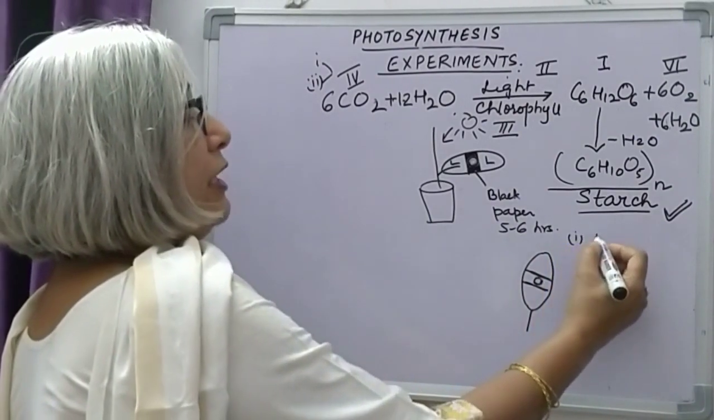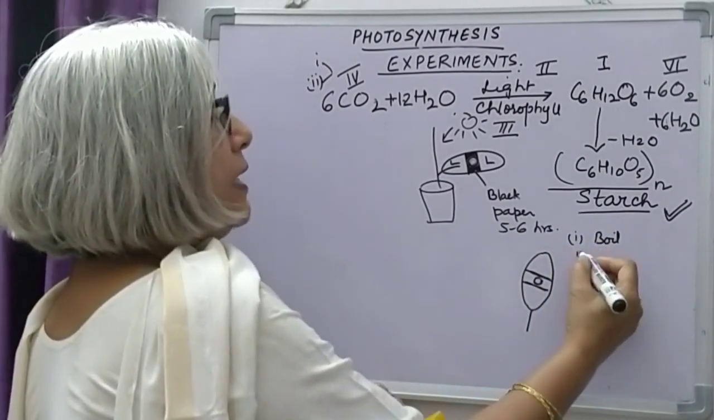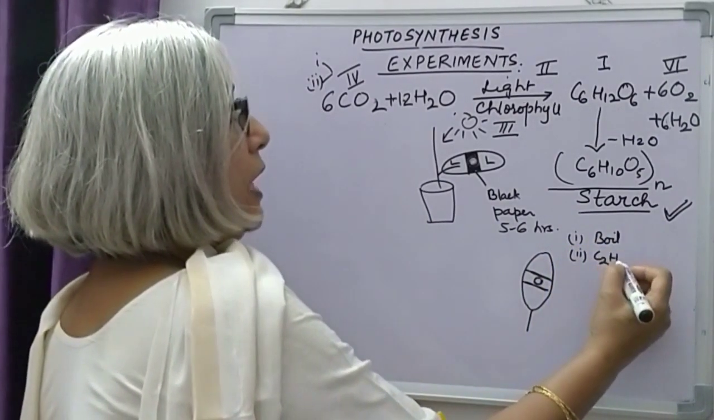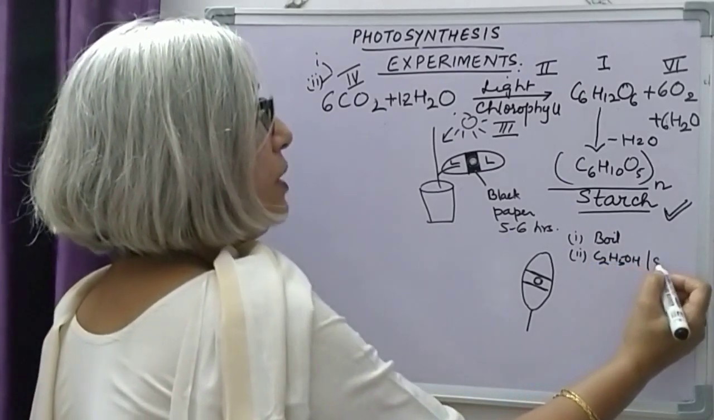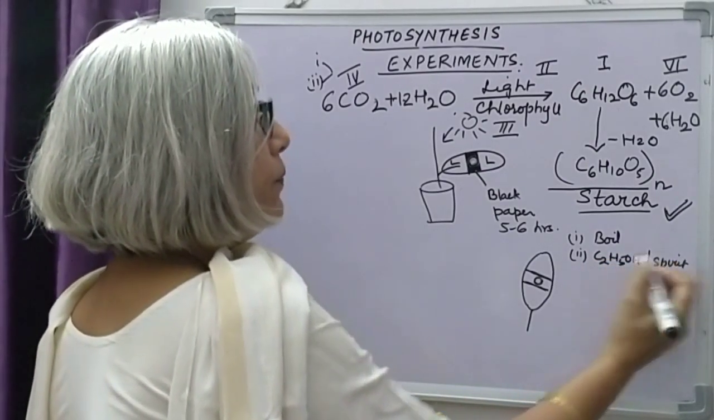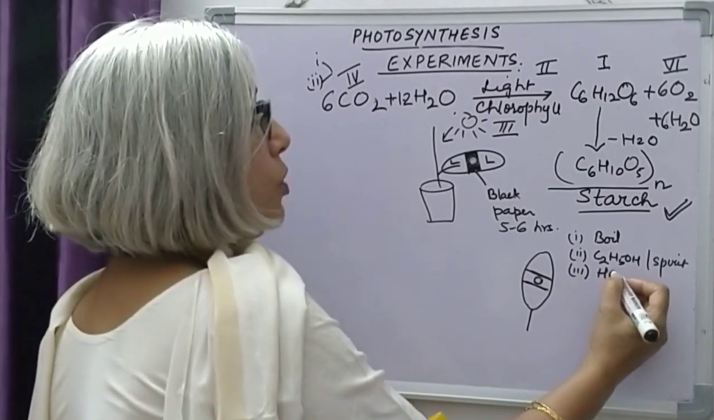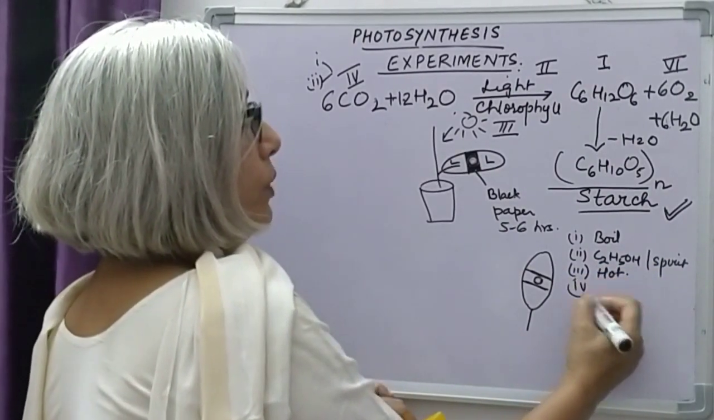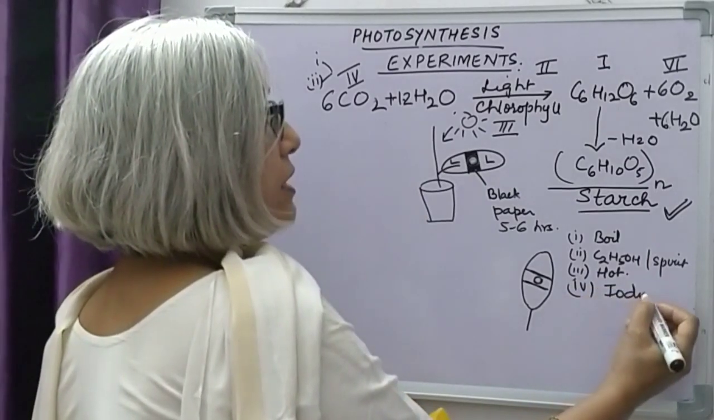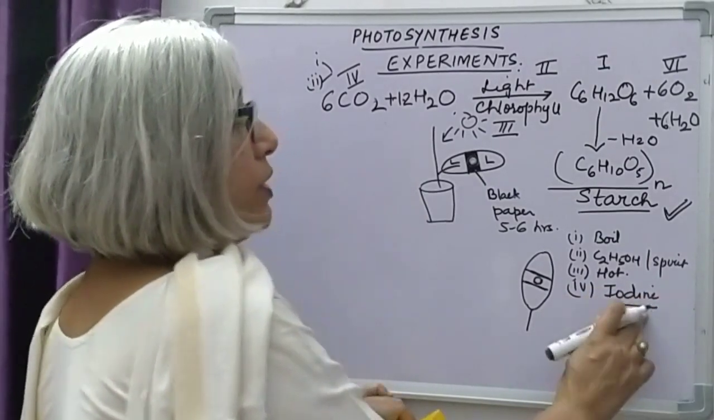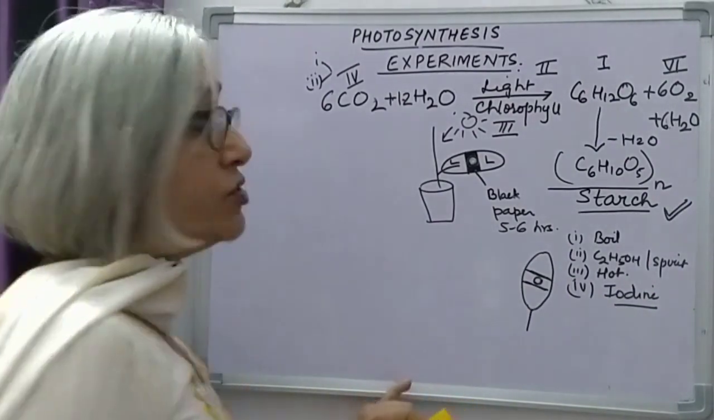First, we boil the leaf. Second, treat it with ethyl alcohol or spirit to dissolve chlorophyll. Third step, we again put it in hot water. And fourth, we test it with iodine solution. Iodine solution will test the presence of starch.